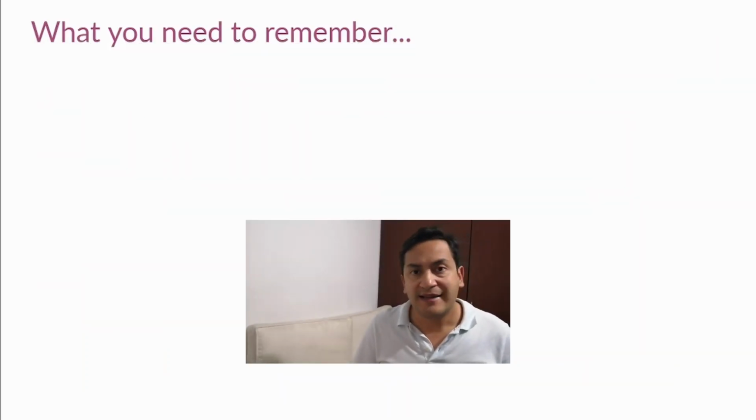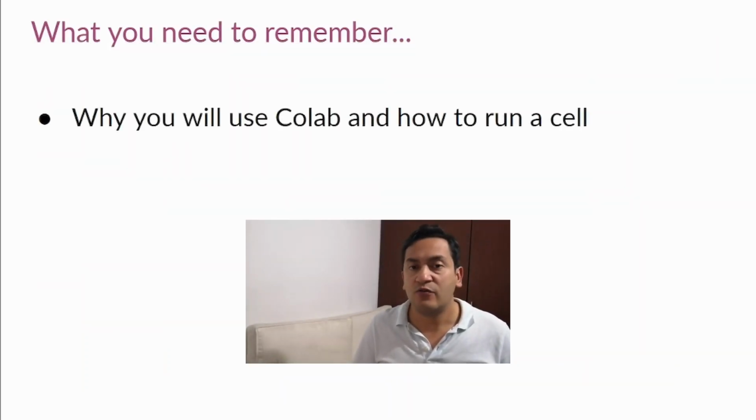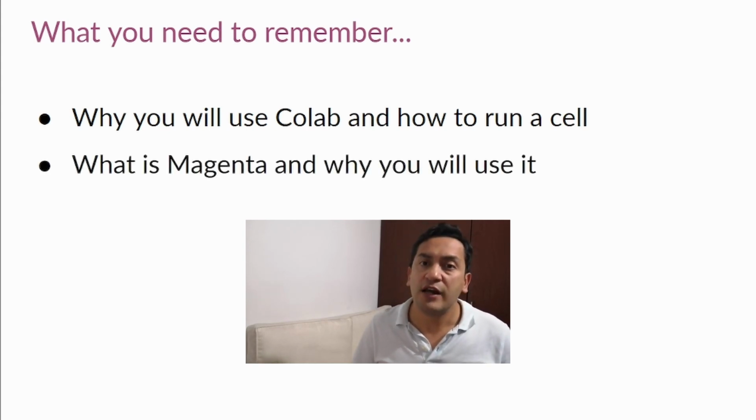I know I covered a lot of information in this video, and I'll explain in more detail some of the concepts I talked about. So here I just want to summarize the most important things you need to remember before moving on to the next video. And that is a high-level understanding of what Colab is and Magenta, how to run a cell in Colab, and why these tools can help you in the creative process. I'll see you in the next video, where you will apply your first Magenta model, onsets and frames.